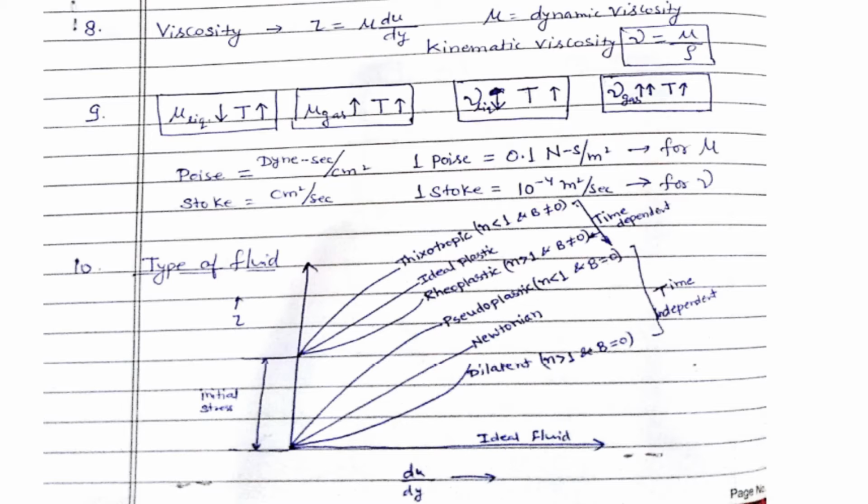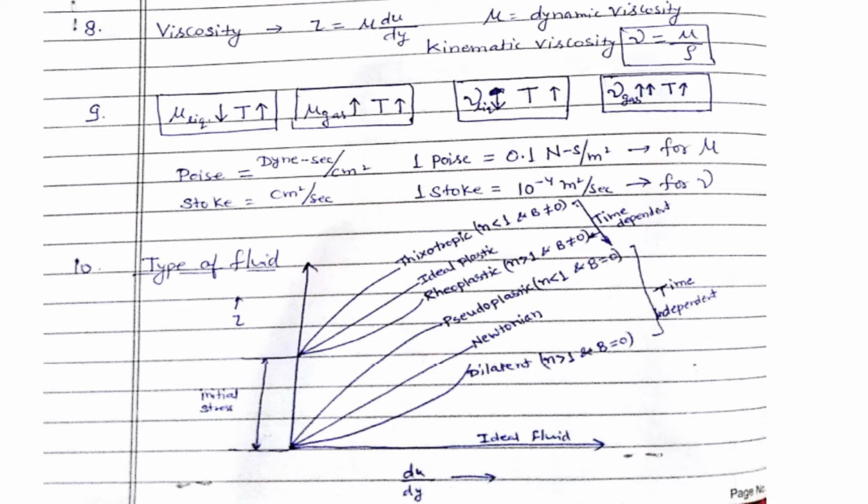Then the effect of temperature on the viscosity. For liquids, if temperature increases, the resistance decreases, that's why the viscosity decreases. Whereas in gases, if the temperature increases, resistance increases as well as the viscosity increases. Similarly for the kinematic viscosity, with the increase in temperature, kinematic viscosity of liquids decreases, but with the increase in temperature, kinematic viscosity of the gases increases very largely.